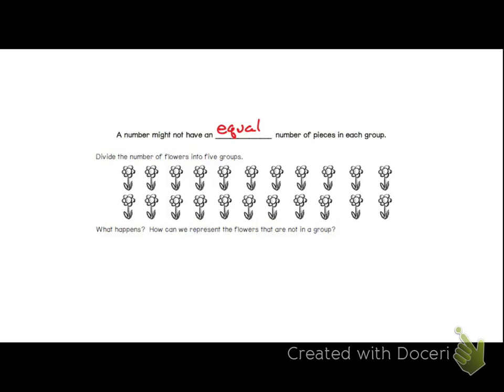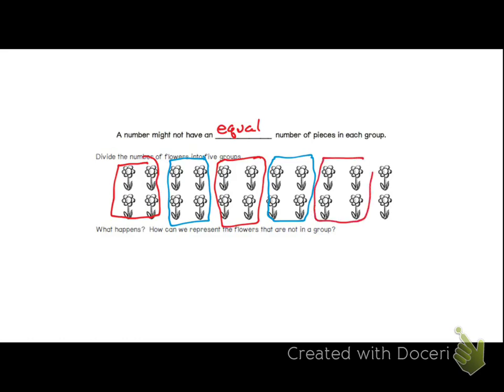Well, let's see. 5 groups. I think a group of 4. Another group of 4. Another group of 4. Another group of 4. And I can get one more group of 4, but I have 2 left over.